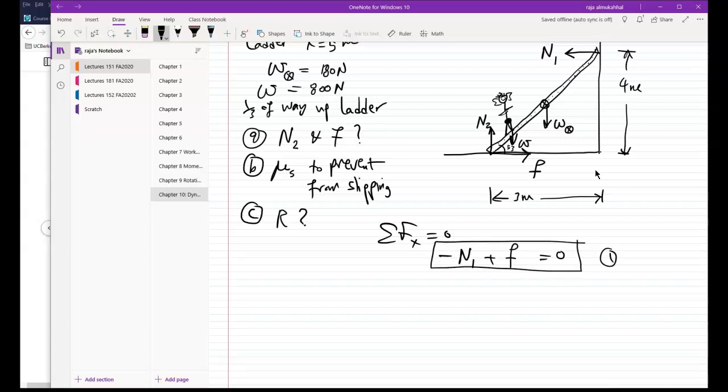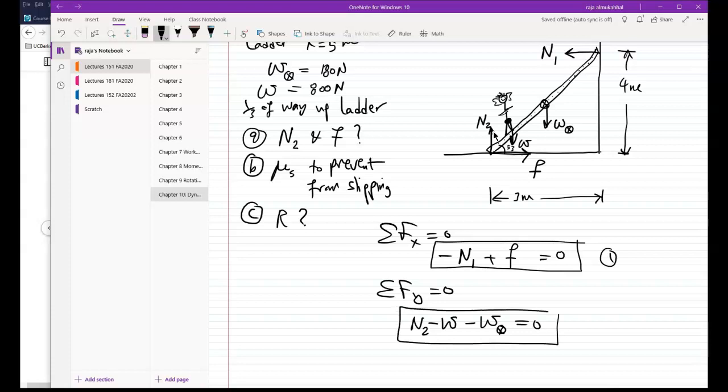Equation 1. Sigma fy equals 0. We got a bunch of them. We have N2, we got W and WX. See that? The weight of the ladder, the weight of the painter, and then they get the normal. Got it? So that's going to be N2 minus the weight of the painter minus the weight of the ladder equals 0. Box it. I'll come back to it. I'm going to call it equation 2.